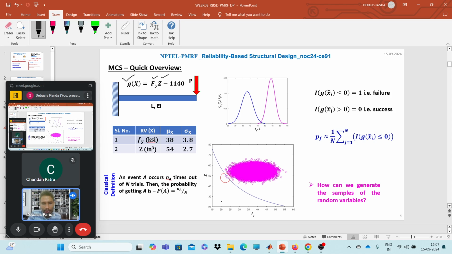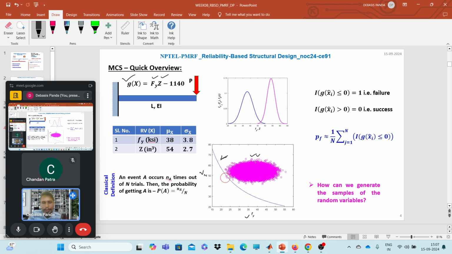So here you can see we have two random variables, fy and z. This is your limit state function, and we have generated random samples of fy and z. Okay, we have the random samples. Now I will come to how we can generate the random samples. For now, we have generated random samples of these random variables.